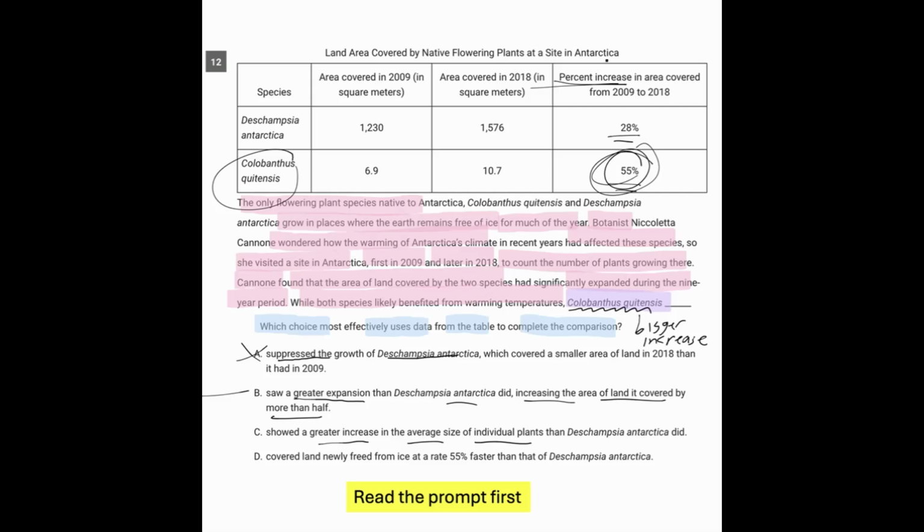C, showed a greater increase in the average size of individual plants. Well, it had an increase, but it wasn't in the average size of individual plants. It was in area covered. So we can get rid of that one.